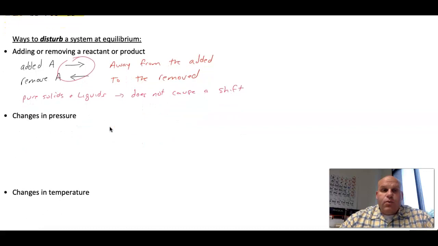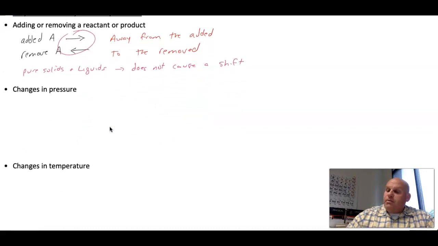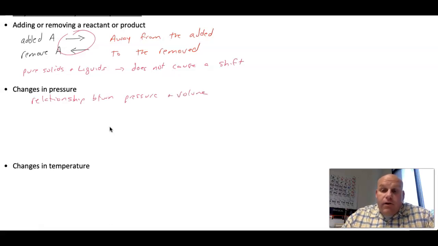All right, so the next way to disturb a system in equilibrium is changes in pressure. Key here, remember the relationship between pressure and volume, because the easiest way for us to affect the pressure of a gas is often by changing the volume of the container. Just as a review, if you decrease the volume, you increase the pressure. Pressure questions will often be asked in terms of volume changes, so just remember that relationship.